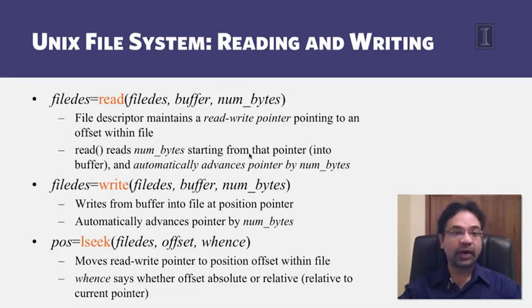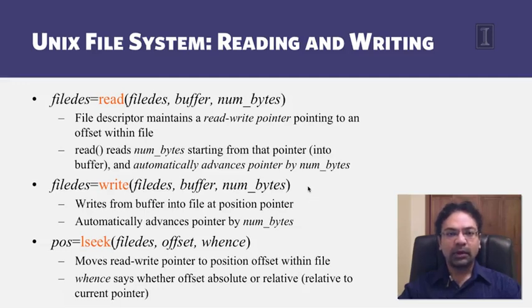The same thing is true for writes as well. When you call write on a file descriptor with a buffer that says what you want to write in the file, and the number of bytes that says how many bytes you want to write, again the write starts from the read-write pointer that is currently pointing to some offset in the file. After the write is done, the read-write pointer is advanced by num bytes.